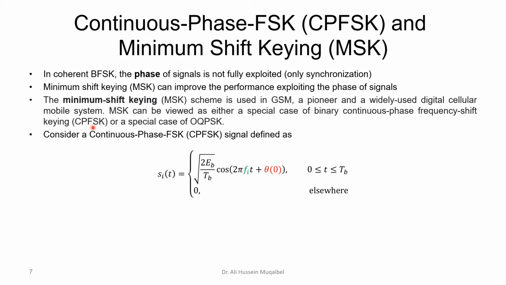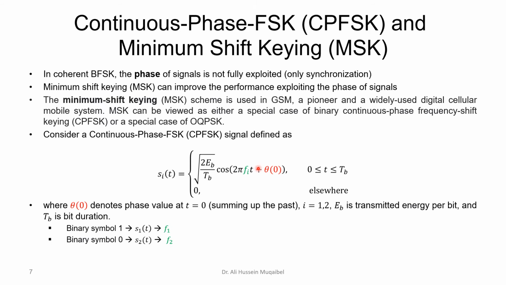So consider these two signals. Okay, we didn't have this red part before. We just had two signals with different frequency. Now we'll try to exploit the phase, so there will be some condition on the phase. The phase at 0 denotes the phase value at time 0, which sums up everything in the past. Okay, so everything else remains the same. EB is the energy and TB is the duration of the bit. The selection of the frequency will be determined by whether we are transmitting 1 or 0.